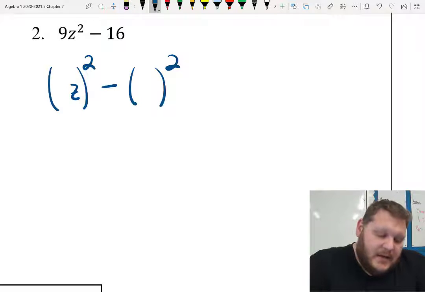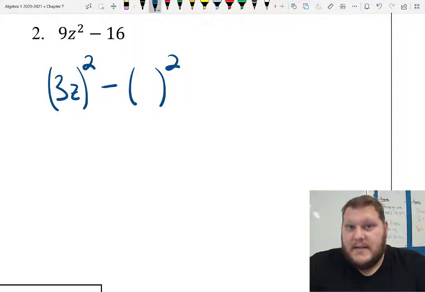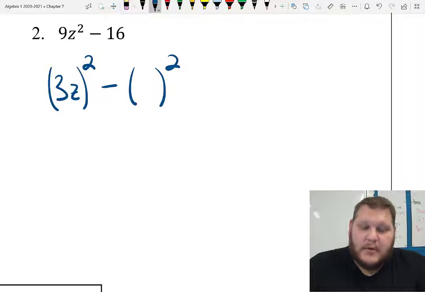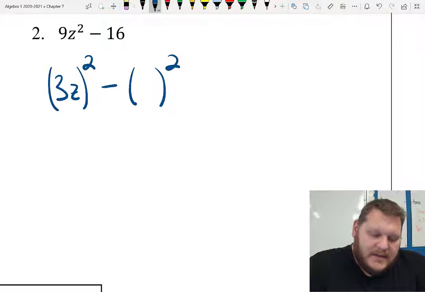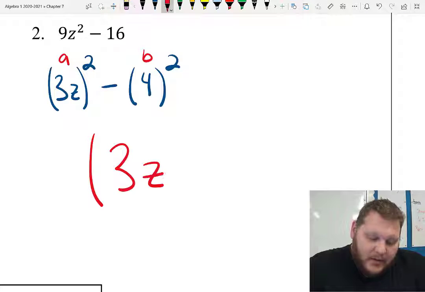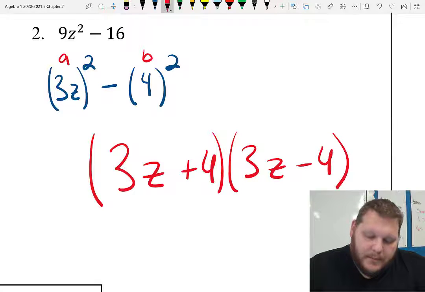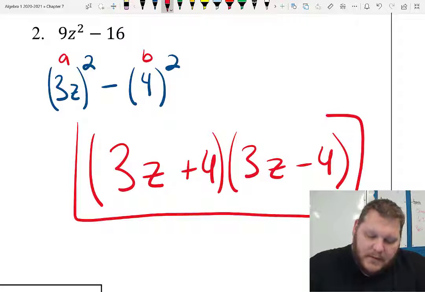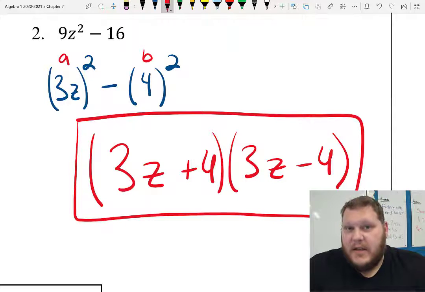So in this case, 3 squared is 9, z squared is z squared. So if I squared 3z, I would get 9z squared. So 3z is that first term. And then over here, 16, we know that that's 4 squared. So that means my a value is 3z, and my b value is 4, which means when I write this all factored out, I end up with 3z plus 4 times 3z minus 4. And that is factored completely, because 3z is the thing that you would need to square to get 9z squared. 4 is what you'd need to square to get 16.